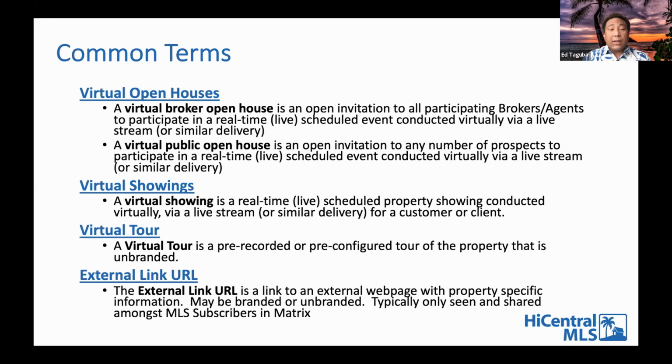And then the last term here is called external link URL. I believe you've seen this section in Matrix in your input and you're asking yourself, what is an external URL? So basically it's an external web page that displays specific property information. It could be branded or unbranded. Now this external link section in Matrix is basically for agents to view, and the public won't be able to see that. So external links are in Matrix under the input section.